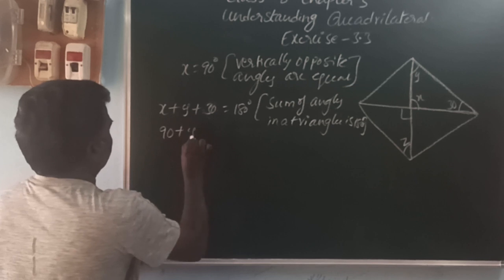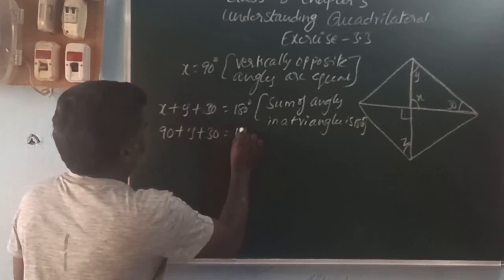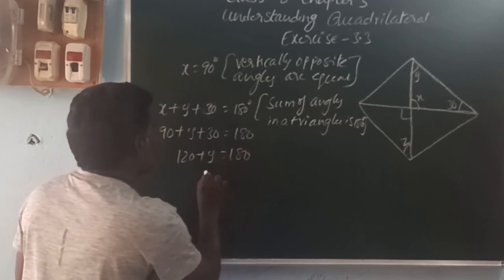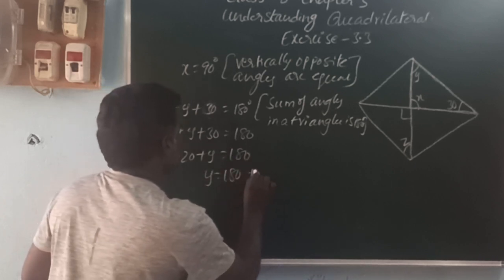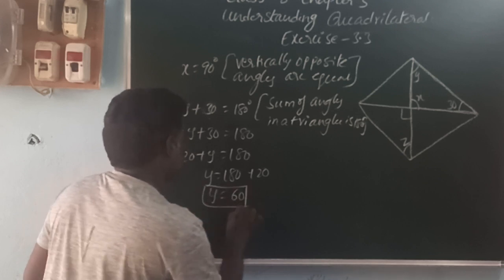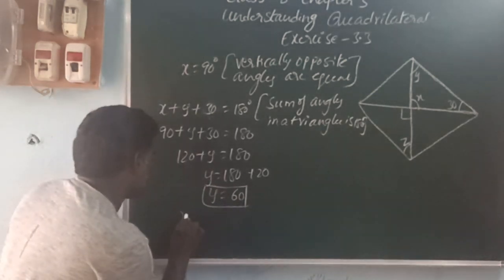So x is 90, plus y plus 30 is equal to 180. So 120 plus y is equal to 180. y is equal to 180 minus 120. y is equal to how much? 60 degrees.